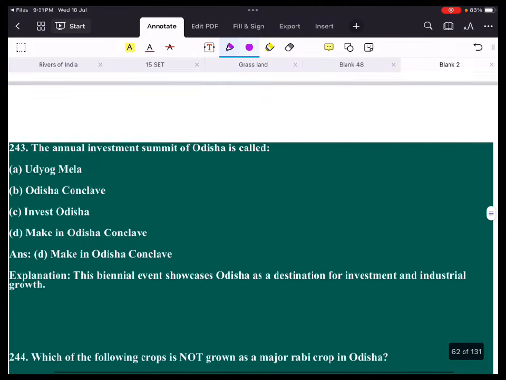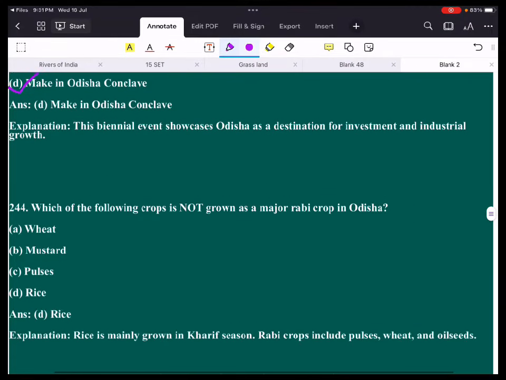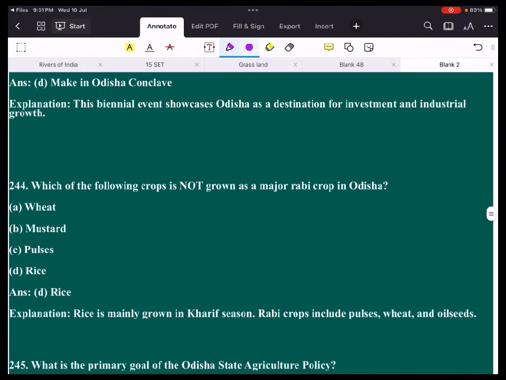The annual investment summit in Odisha is called Make in Odisha Conclave, option D. Which of the following crops is not grown as a major Rabi crop in Odisha? That is rice, option D. Rice is mainly grown in Kharif season. Rabi crops include pulses, wheat and oilseed.